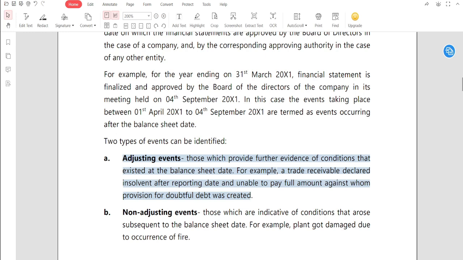ठीक है, याद रखना है आपको ये चीज. Sir, अब आते हैं non-adjusting event में. In case of non-adjusting event, the indicative of condition that arose subsequent to the balance sheet date. Non-adjusting events are those events related to the situation or circumstances existing on balance sheet date. In other words, entirely new events after the balance sheet date.